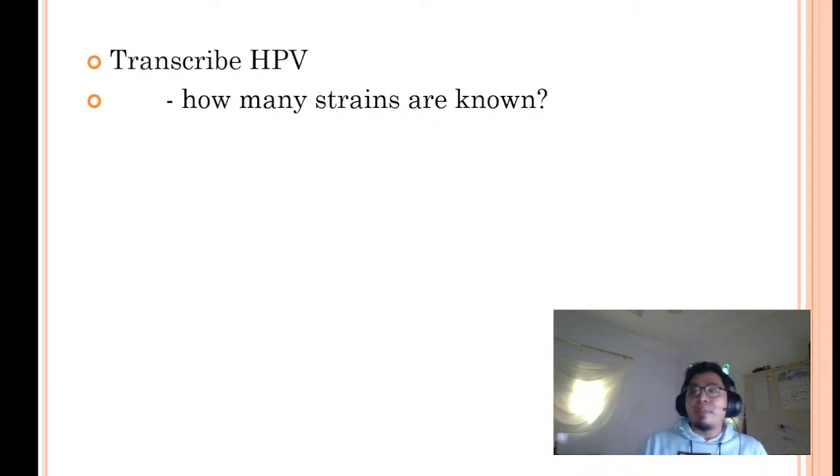How many strains do we have? It's not a price question. Anybody in the chat, whether advanced or Google search, doesn't matter.